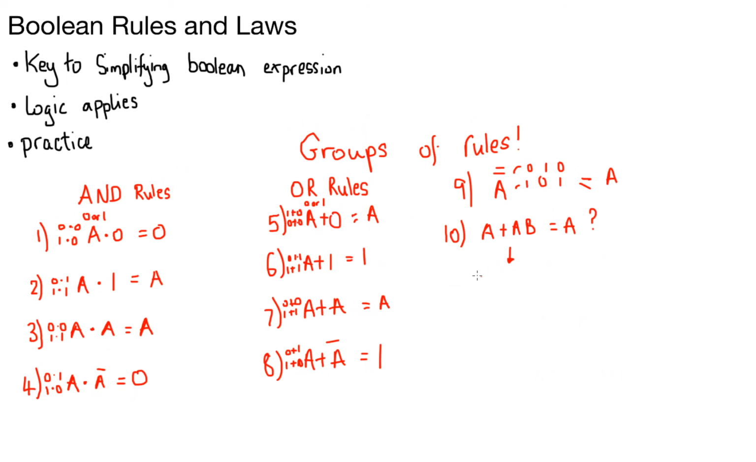Now, if what I'm about to do blows your mind a little bit, there's absolutely no reason why you need to be able to prove these as they've already been proven. However, you can just remember that A or A and B equals A if you want to. You don't have to prove it. I'm just showing it so you can get an idea of how we do it.